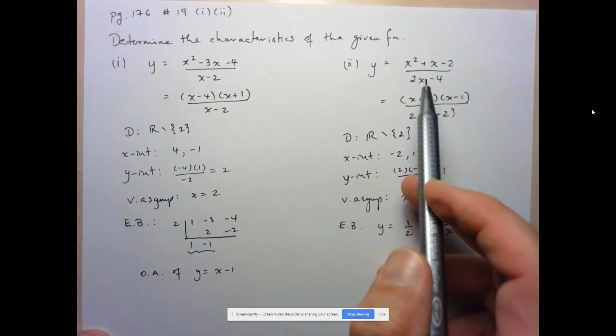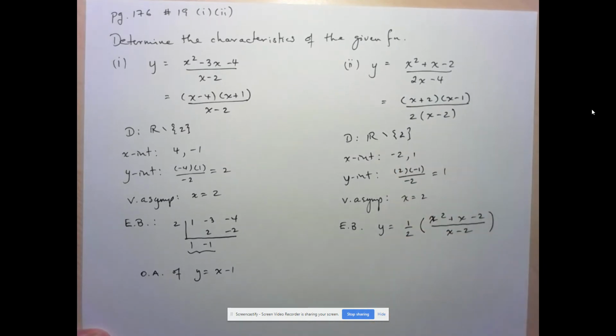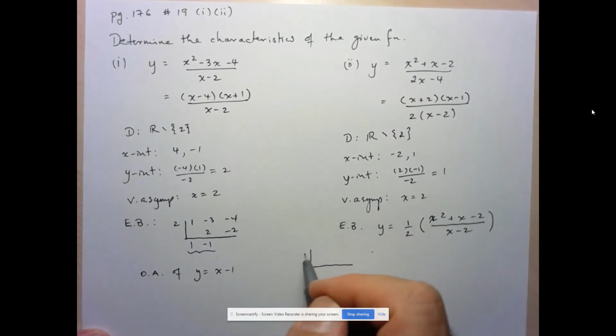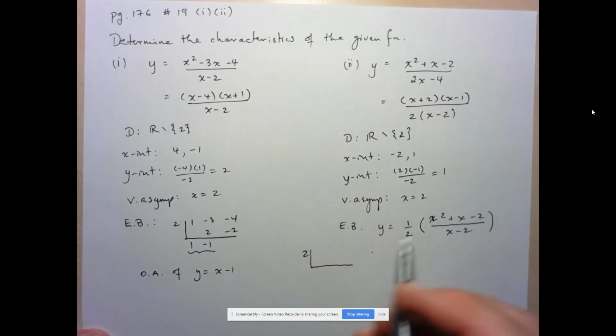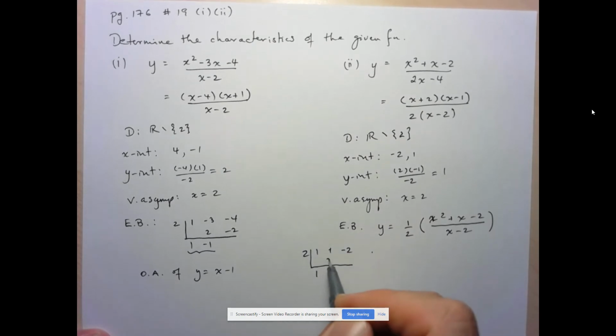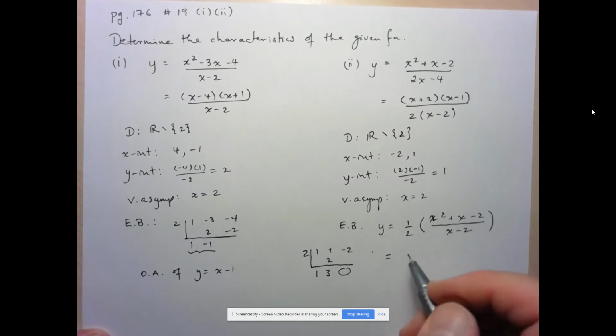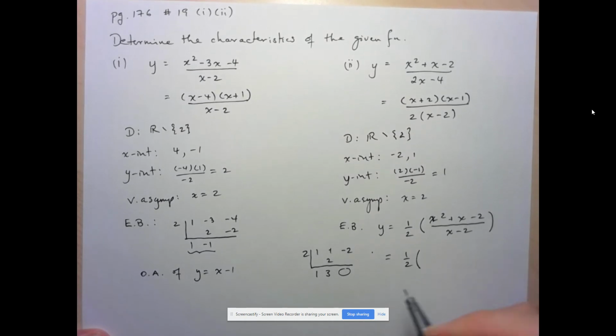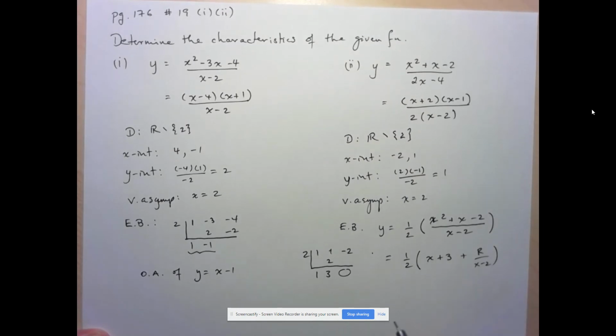Remember, synthetic division only works when the leading coefficient is equal to 1. So let me do the division on the side here. We've got 2, and so here we've got 1, 1, negative 2. So 1, 2 times 1 is 2, 1 plus 2 is 3. I don't actually care about the remainder because I know that's going to be approaching 0. So this is going to be 1/2 times, well, what does this give me? x plus 3 plus some remainder term, which is unimportant to me. The only thing I care about is the equation of the line.